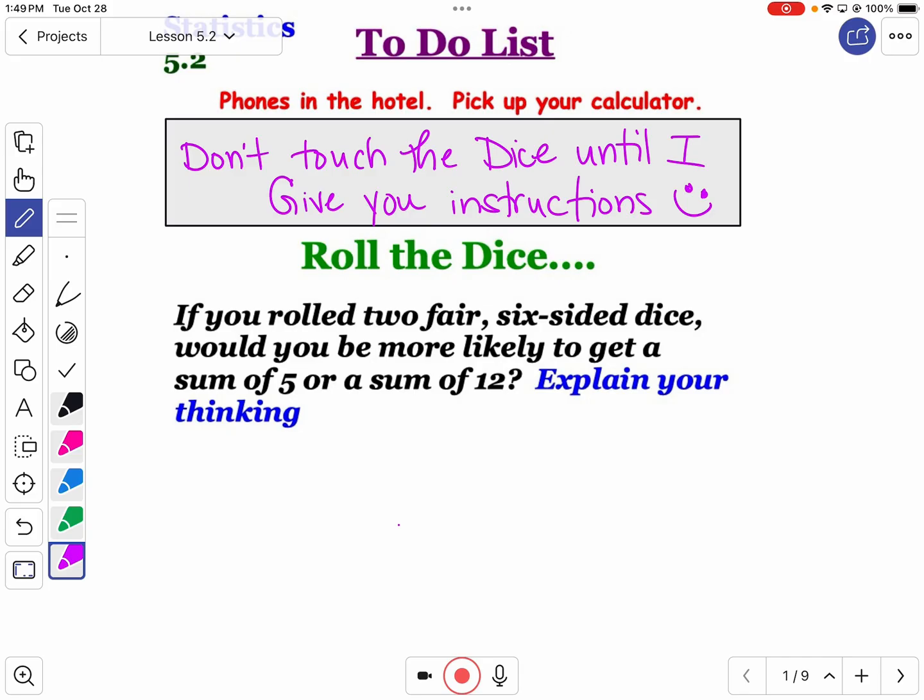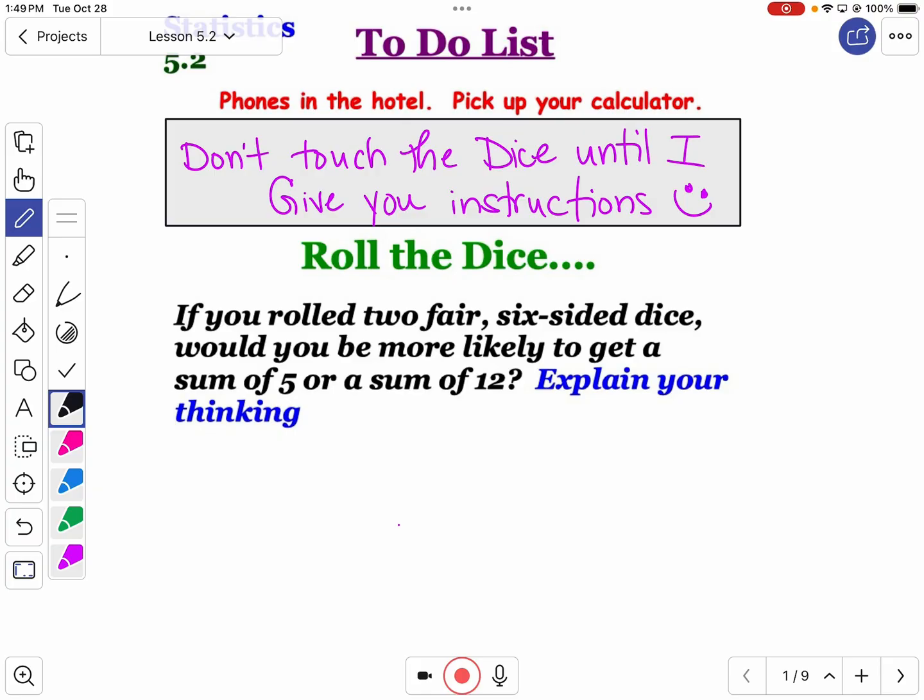So today we're just going to take it a little step further in terms of our discussion about probability. So let's say that we had two fair six-sided dice. So you've got some dice there on your table. Would you be more likely to get a sum of 5 or a sum of 12? So let's just think about that for a second.